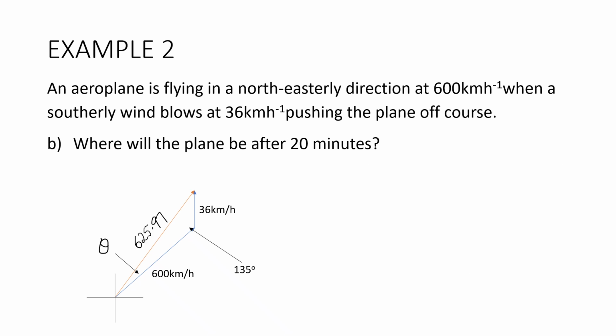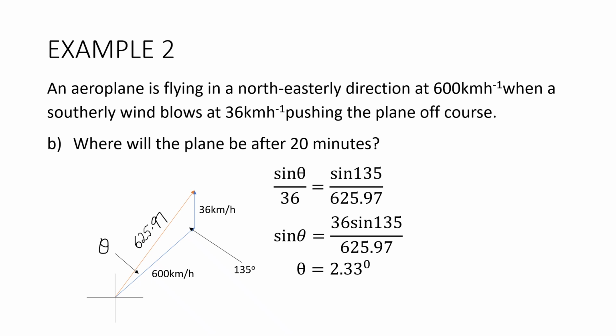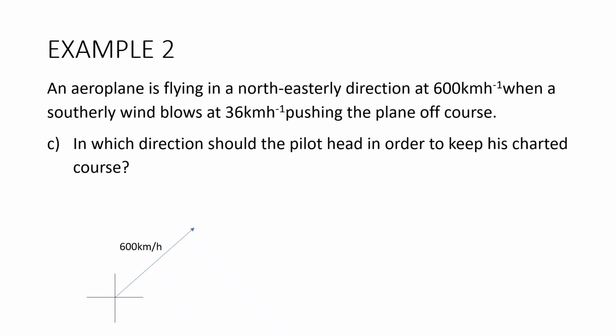We also want to know the direction of the plane after 20 minutes. So let's work out this angle here. Sine theta over 36 is equal to sine 135 over 625.97. And so theta is 2.33 degrees. So the new direction is 45 degrees plus 2.33 degrees, so 47.3 degrees.